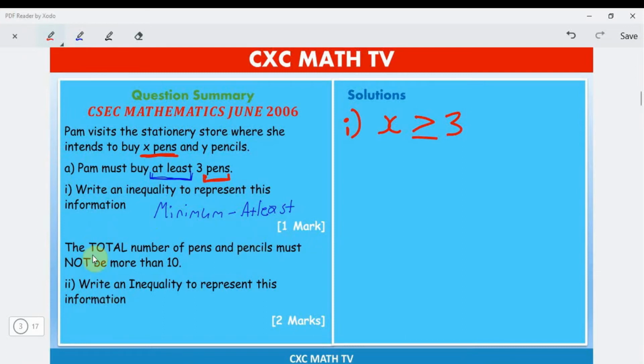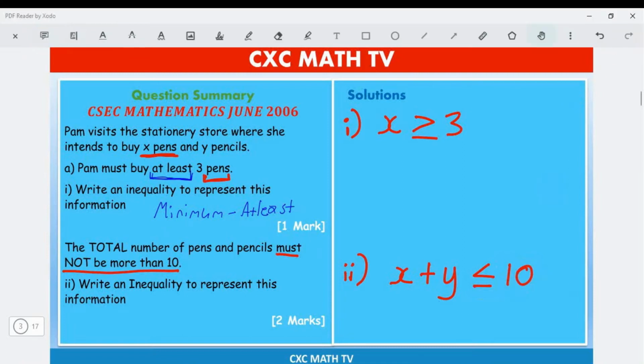Now, part 2 says the total number of pens and pencils must not be more than 10. Write the information to represent this. So notice it says "must not be more than." That means when she buys all of her pens plus all of her pencils, it's going to be less than or equal to 10. That's what that is saying. x plus y is less than or equal to 10. Nice.